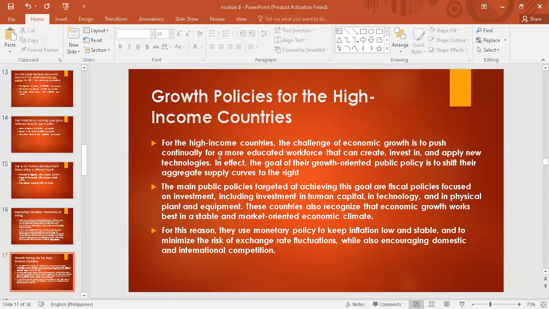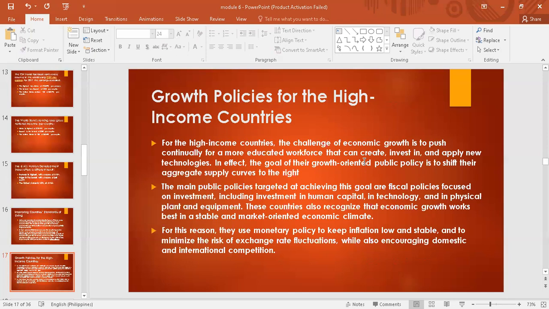The challenge of economic growth is to push continually for more educated workforce that can create, invest in, and apply new technologies. So kaya nga, di ba, most countries, parang sa Philippines, they invest in education for the youth, sa mga kabataan, sa mga mag-aaral. Kasi some of them will be magiging doktor, magiging educated workforce sila, magiging inventors, kapaki-pakinabang sila after nilang mag-aral.